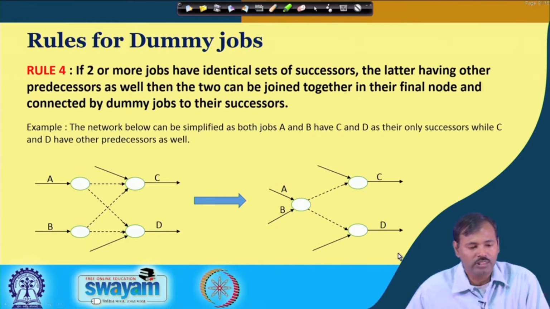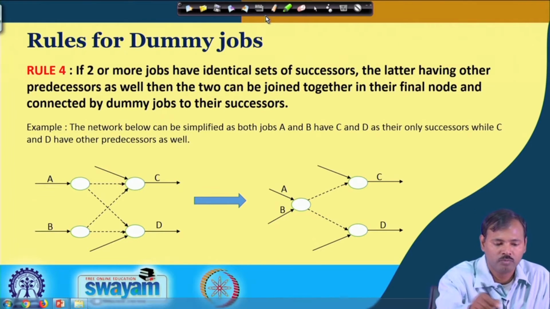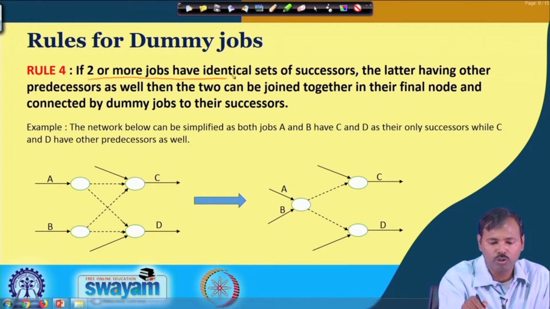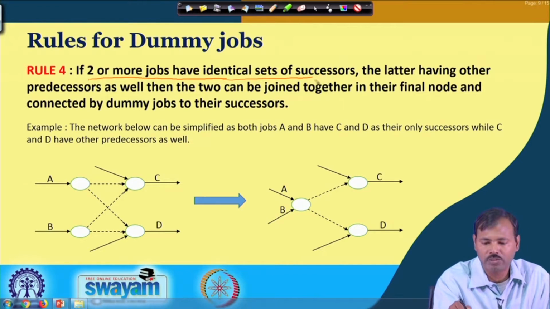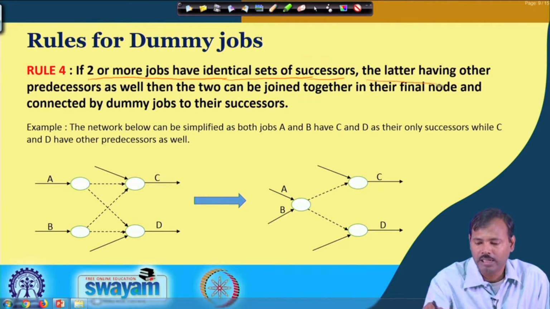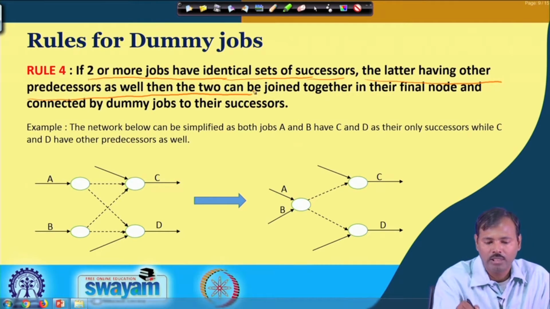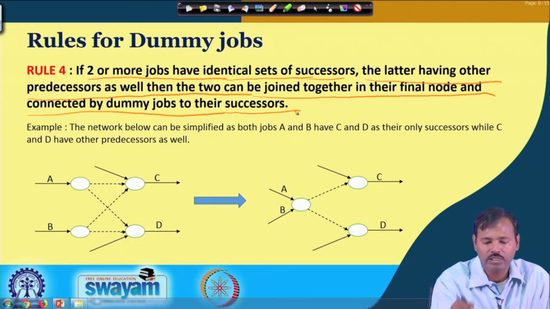Now, let us see what is the rule 4. Rule 4 is telling, if 2 or more jobs have identical sets of successors, the latter having other predecessors as well, then the two can be joined together in their final node and connected by dummy jobs to their successors.